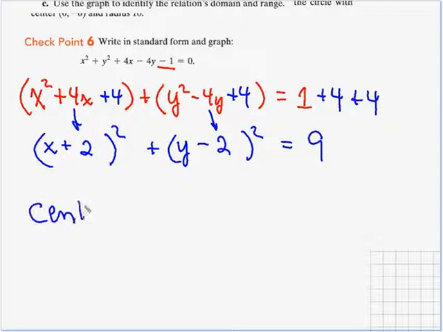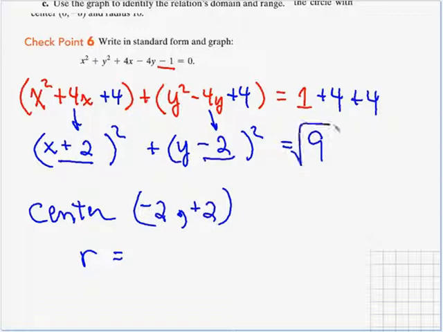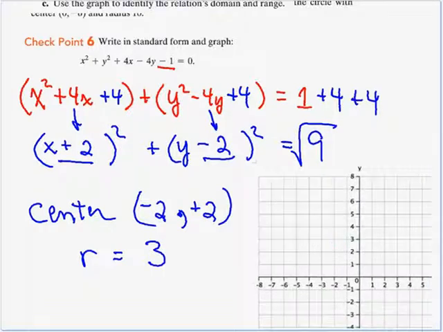So to graph, we're going to need to know our center and our radius. Well, the center is going to be negative 2, comma, positive 2. And this is our radius squared, so the square root of that is 3. Graphing now should be a piece of cake. Center's at negative 2, positive 2. And from there, our radius is 3 in any direction. Up, left, down, or right, 3 units. And you get the idea.